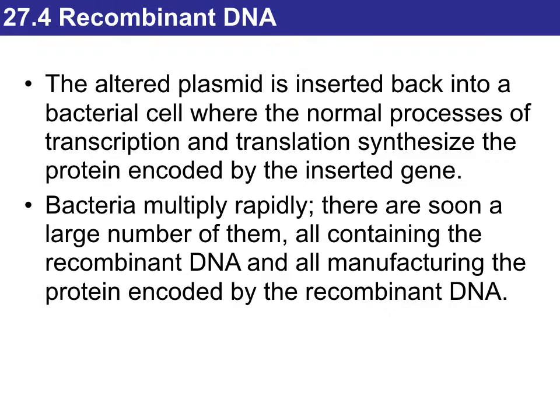That altered plasmid is inserted back into the bacterial cell, and you just let it go through transcription, translation, and synthesis of the protein that was coded by the section of the gene that was inserted. The advantage of bacteria is that they multiply very quickly, and you get a very large number of them. All of them contain the recombinant DNA, and they all make the protein encoded by that portion of DNA, the gene that was in that other DNA.